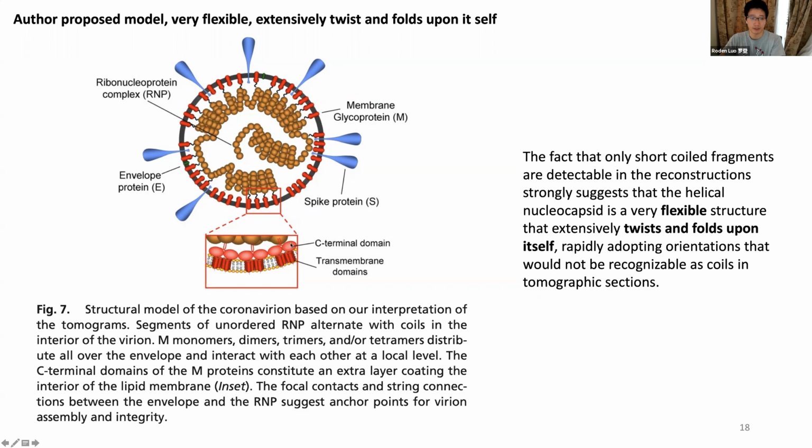The RNP is interacting with the C-terminal domain of the M protein. The M protein, some of the papers call it a matrix protein, some of them call it a membrane protein. And the RNP is very flexible. It extensively twists and folds.